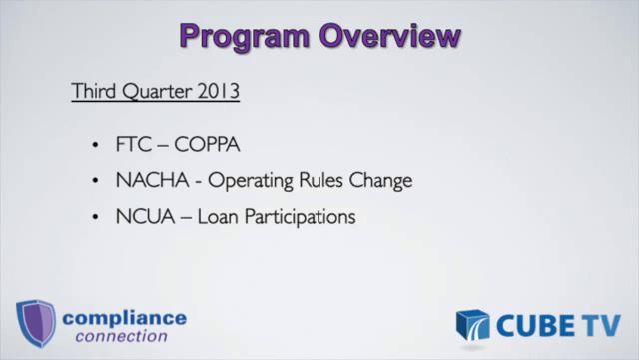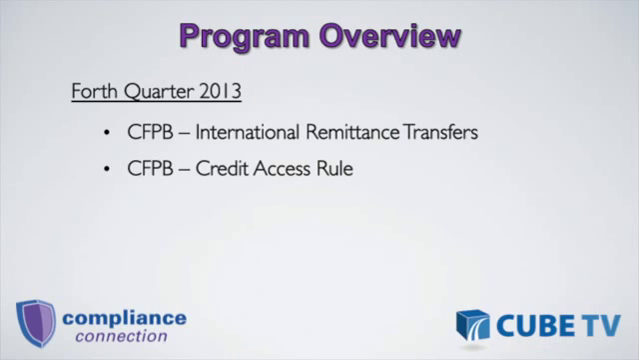For the third quarter of 2013, we're going to focus on the FTC, Federal Trade Commission's rules for the Children's Online Privacy Protection Act, or COPPA, on NACHA and the operating rules change, and on NCUA loan participations. We will also go over compliance topics that you may need to implement in the fourth quarter of this year. Those topics include the CFPB's International Remittance Transfer and the CFPB's Credit Access Rule.